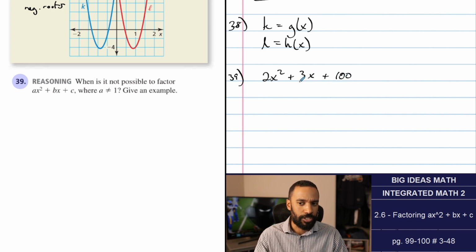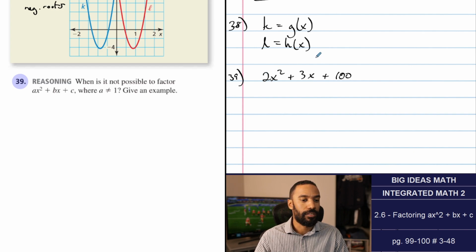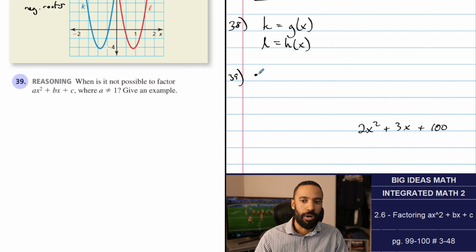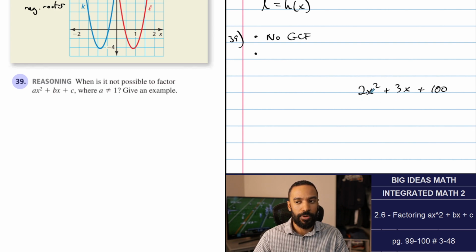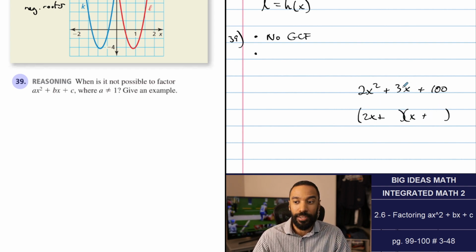That's not factorable. First of all, before I even talk about that example, number one, no GCF. So no GCF. Number two, it's that whole head honcho thing. Why isn't this possible? Because I've got to get factors of 2 here and factors of 100, which could be 100 times 1, it could be 10 times 10. The point is 2 is going to multiply with one of these plus x times 1. I need to add to 3.